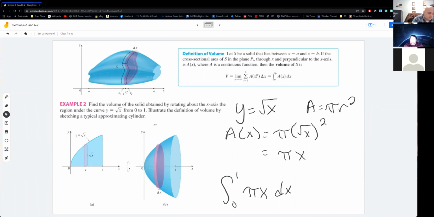Which is pi x squared over 2 from 0 to 1. So this, actually, I'm going to put it over here because I'm running out of space. So the area or the volume is pi over 2. You just plug in the 1 and the 0.